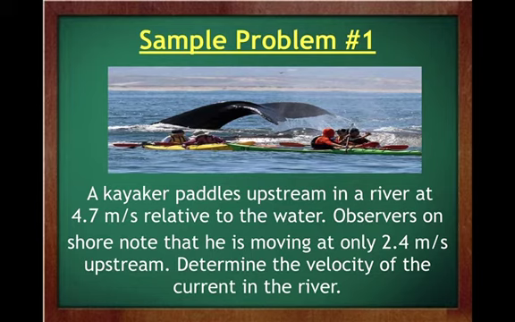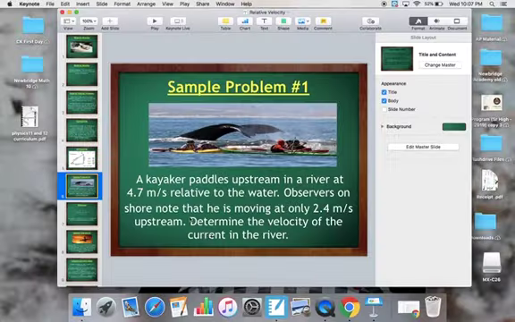In this one, you have a kayaker who paddles upstream in a river at 4.7 meters per second relative to the water. Again, that's the frame of reference: I'm in the water, this is how fast I can push the water behind me so that I can move forward. However, observers on the shore note that he is moving at only 2.4 meters per second upstream. So every second they're noticing he's only covering 2.4 meters, not the 4.7 that he feels he should be covering. That obviously means there's some sort of current pushing him backwards, and that's what we're trying to determine here. What is the velocity of the current in the river? Let's look at how we would solve that particular problem.